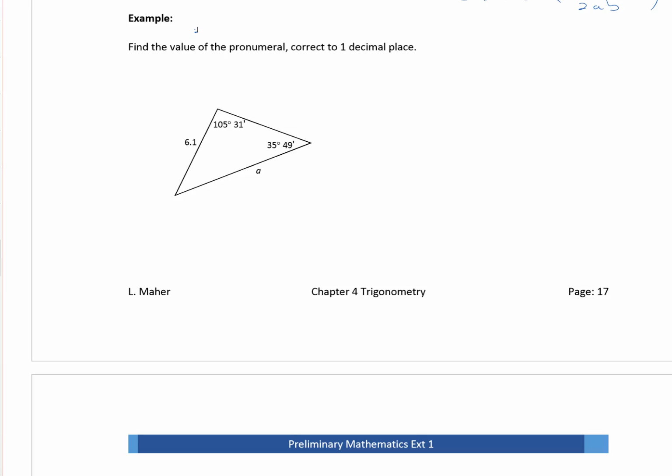Let's have a look at this example. It says find the value of the pronumeral correct to 1 decimal place. So first thing you should observe is that we have a non-right angle triangle.